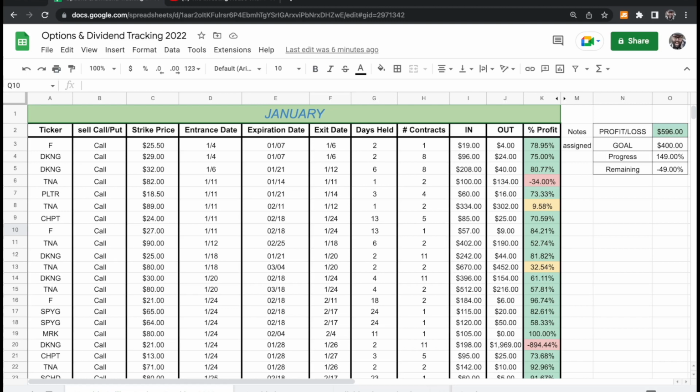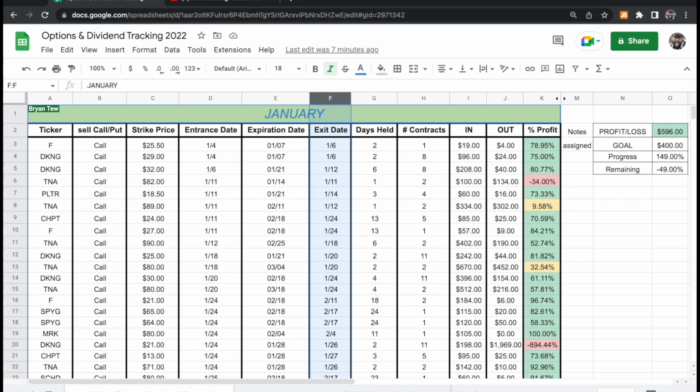And now let's get into my spreadsheet. Let's just go over this really quick, what I have set up for each and every trade that I do. I come in here and I fill out my spreadsheet. Over here in A, we've got the ticker, and then if I'm selling a call or a put, the strike price for that specific option, the day that I enter the trade, and the expiration date of the contract, and then I have the day that I get out of the contract.